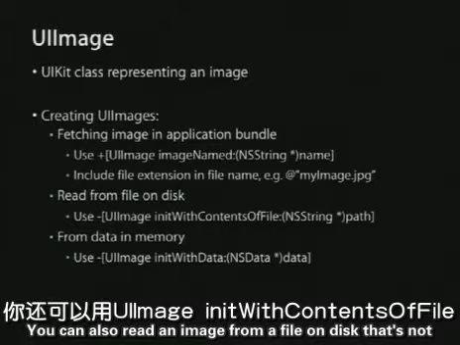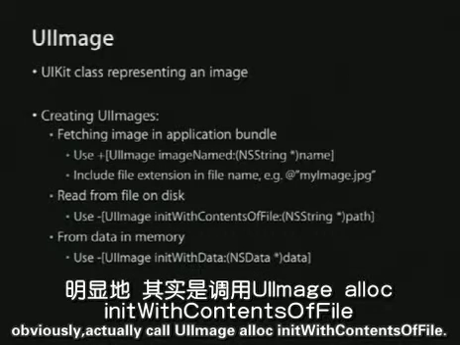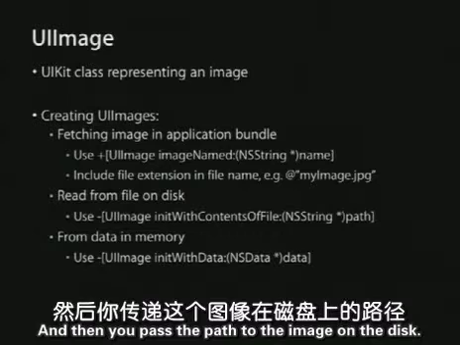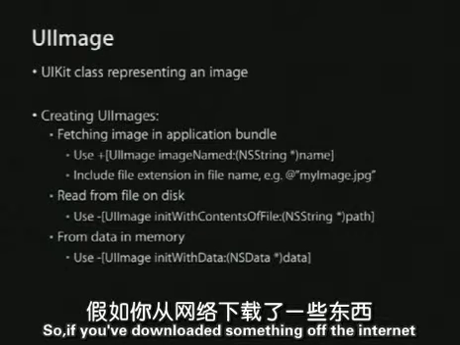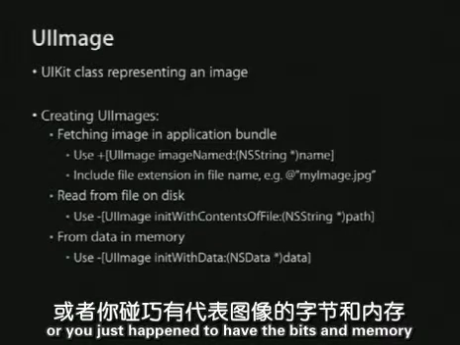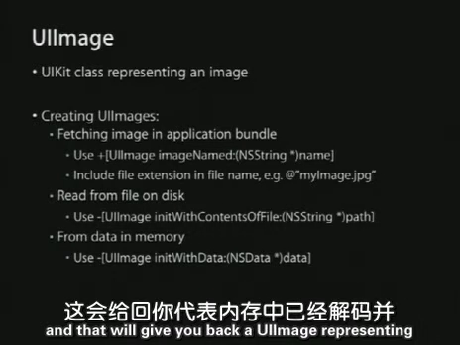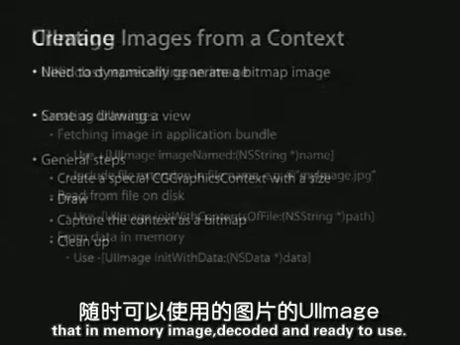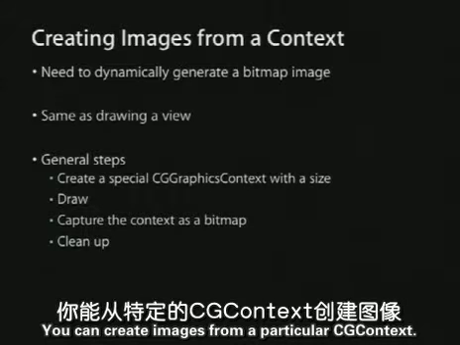You can also read an image from a file on disk that's not in your bundle using UIImage initWithContentsOfFile. Obviously, you actually call UIImage alloc initWithContentsOfFile. And then you pass the path to the image on the disk. And finally, you can actually create one from memory. So if you've downloaded something off the internet or you just happen to have the bits in memory to represent an image, you can call UIImage initWithData, NSData, and that'll give you back a UIImage representing that in-memory image, decoded and ready to use. So even if you had a JPEG in memory, it'll decode it for you.